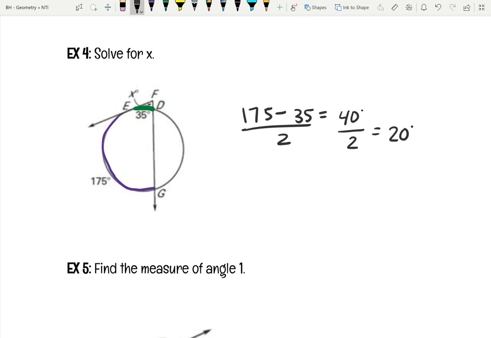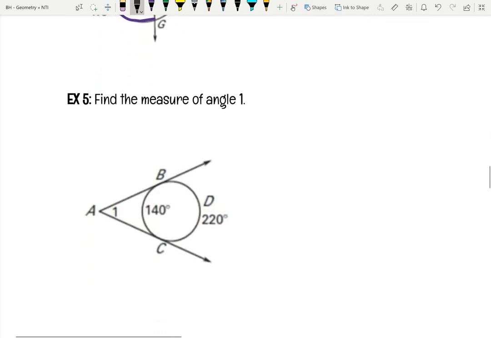Sorry guys, I did not do that math right. So that should be 175 minus that 35 is 140. My bad. And so you get 70. So you get 70 degrees for that circumscribed angle.